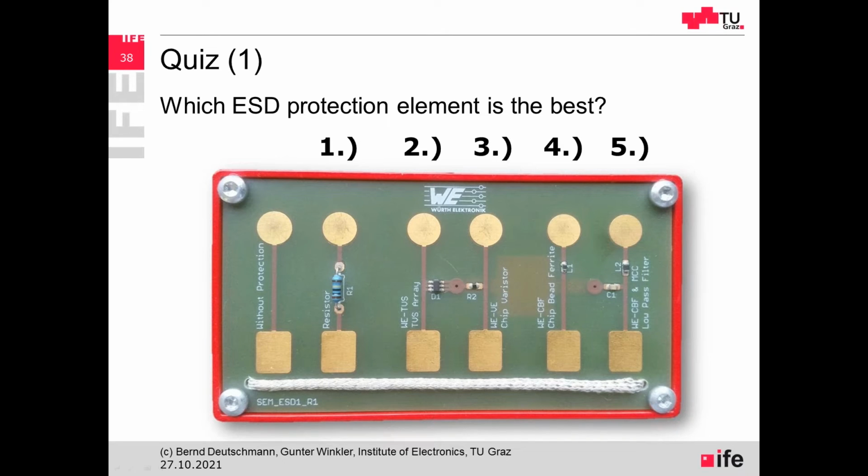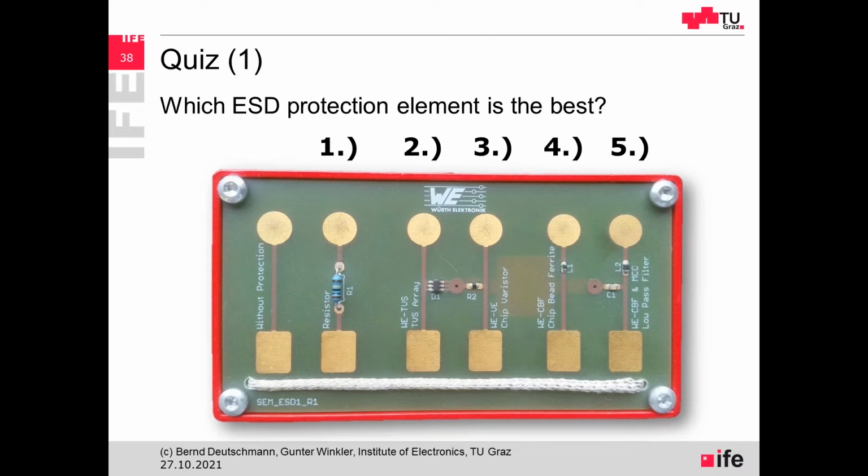And then we usually ask the students, what do they think? What kind of protection structure is the best? Is it number one, the resistor? Is it number two, the TVS diode array? Number three, the chip varistor? Number four, the ferrite? Or number five, the LC circuitry? And if you're interested, you can also participate in this. Unfortunately, we do not have this look and feel experience here in the live seminar.